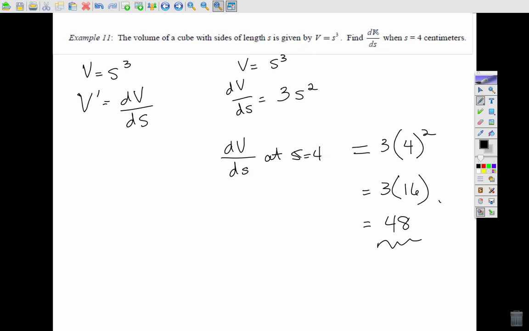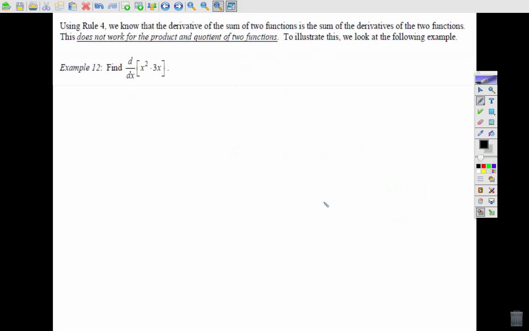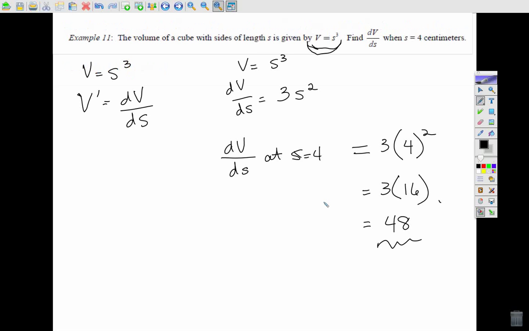Think about the question. Think about what this told us. The volume of a cube with sides of length s is given by this. What are we finding here? We're finding the rate of change of the volume with respect to the side length when the side length is 4. So here's the volume. If the volume and the side length are changing, what is the volume when the side length is 4? That's what we found.